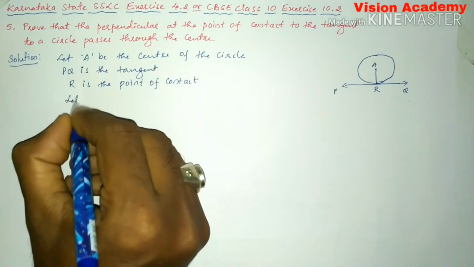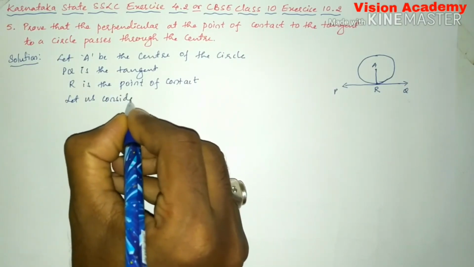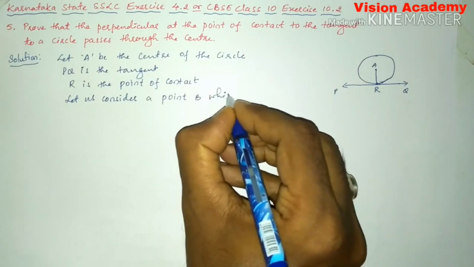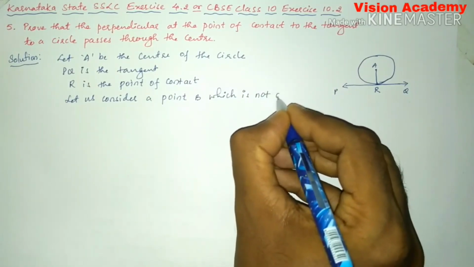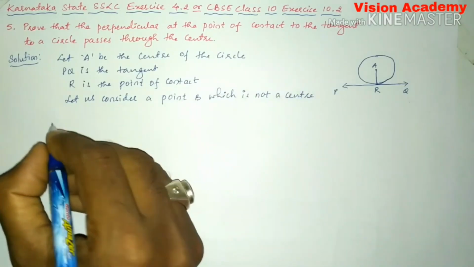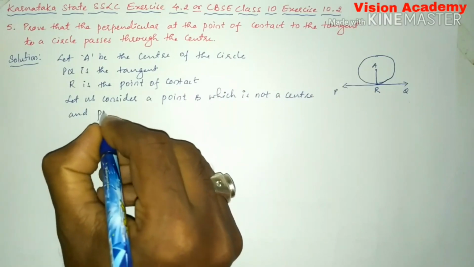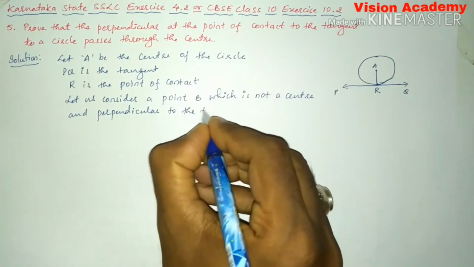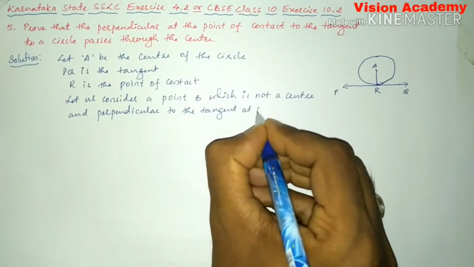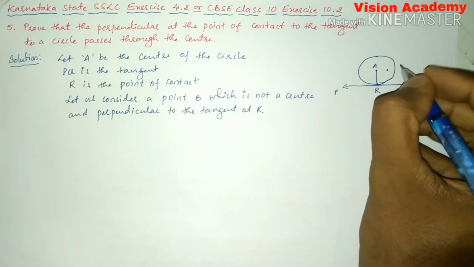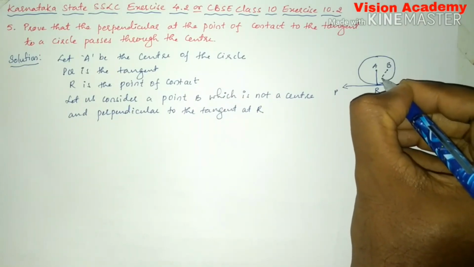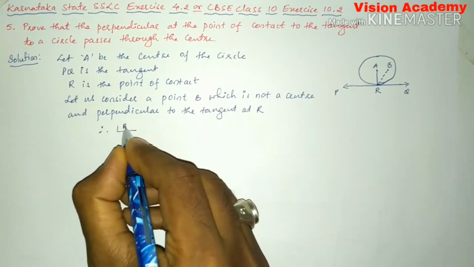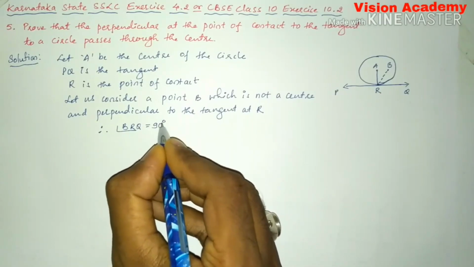Now let us consider a point B which is not the center and perpendicular to the tangent at R. So let us take one point called B, draw the line to the point of contact R. Therefore, angle BRQ is equal to 90 degrees.